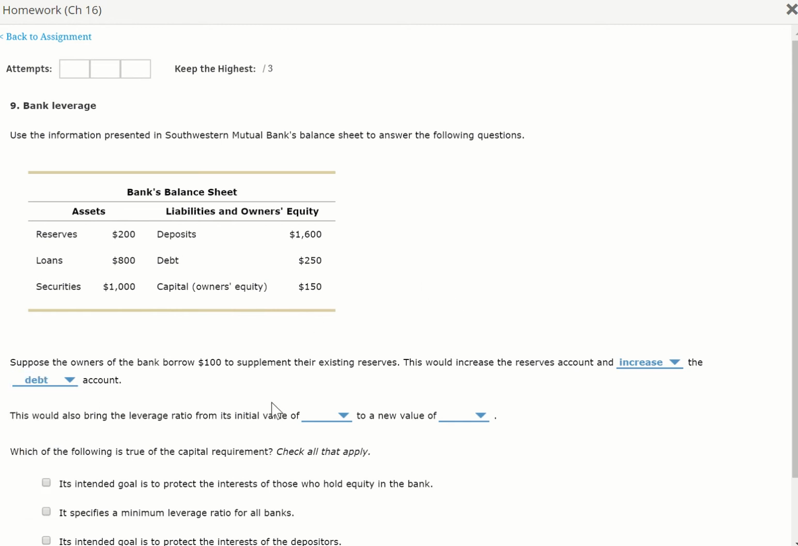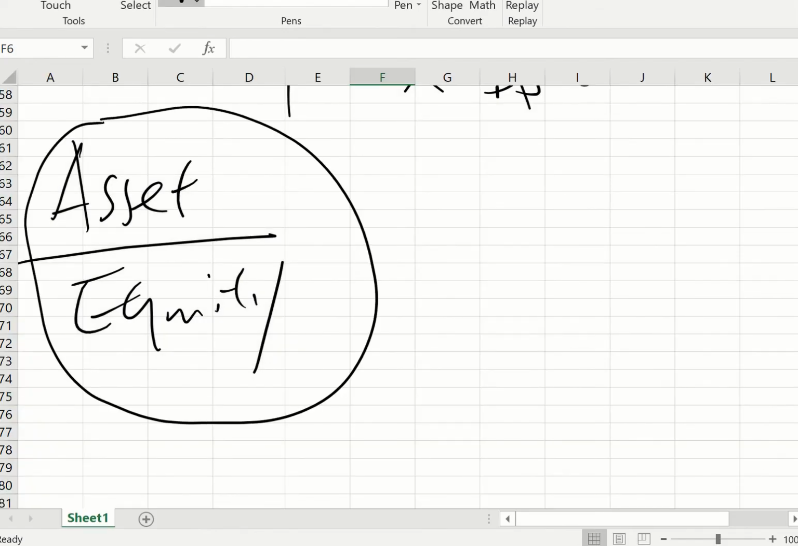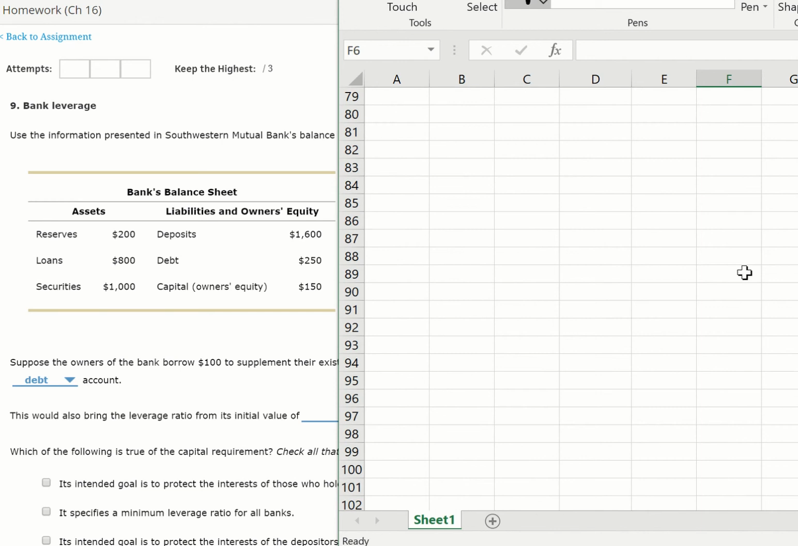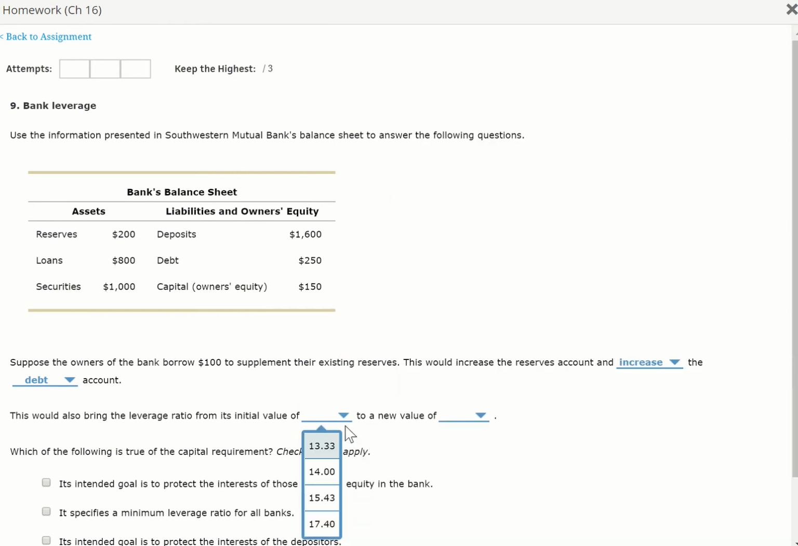Now, this will also change our leverage ratio. Leverage ratio is your total asset divided by equity. For our question here, our total asset is 200 reserve plus 800 loan plus 1,000, that's a $2,000 total asset. And then currently our debt is 250, so 2,000 over 250, you have a leverage ratio of 8.